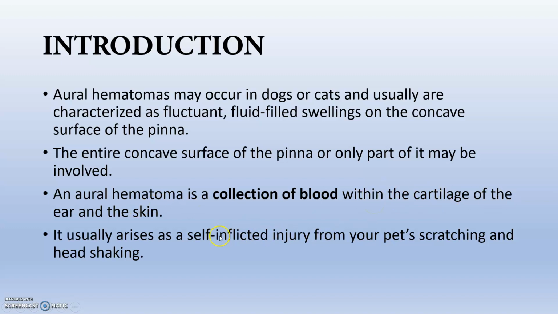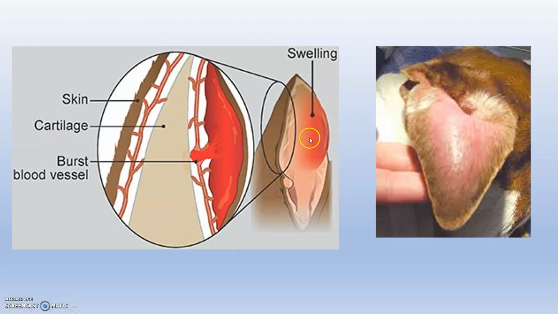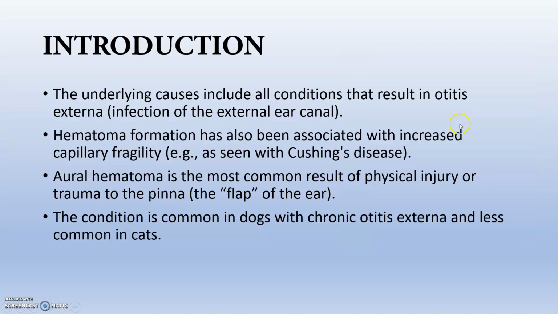That is, between the cartilage of the ear and the skin. So there will be accumulation of blood. It usually arises as a self-inflicted injury from your pet's scratching or head shaking. So this is actually the swelling. You can see this is the skin, and this is the cartilage. What happens is, when any blood vessel bursts or has excess endothelial gaps, the blood will ooze out and accumulate within the gap between the cartilage and the skin. So the swelling will be like this.